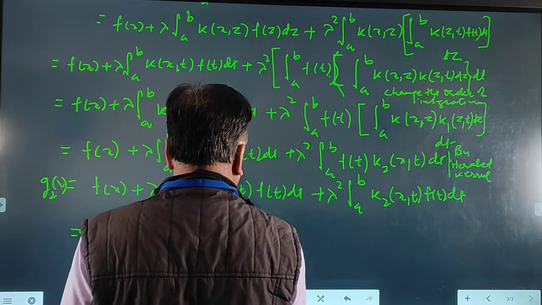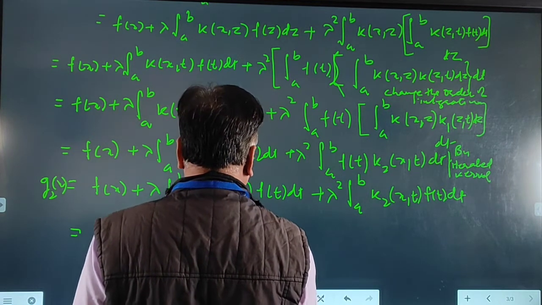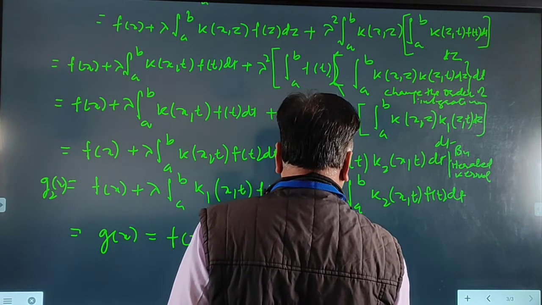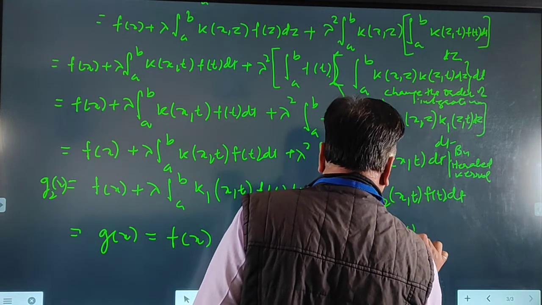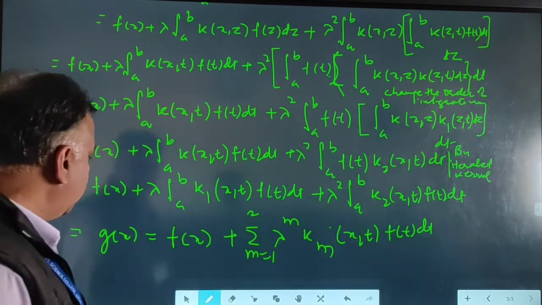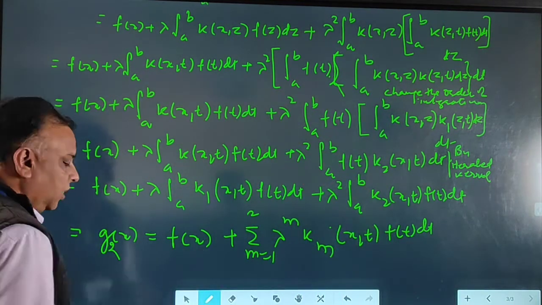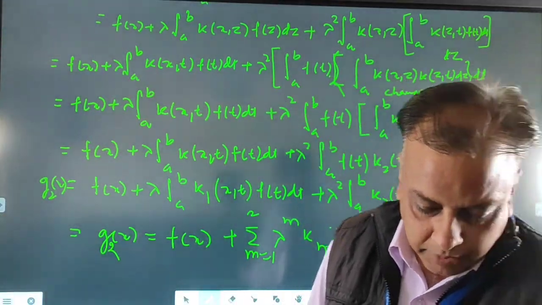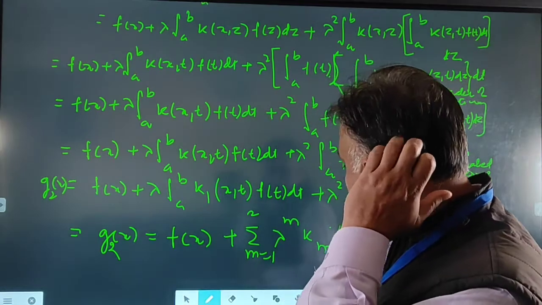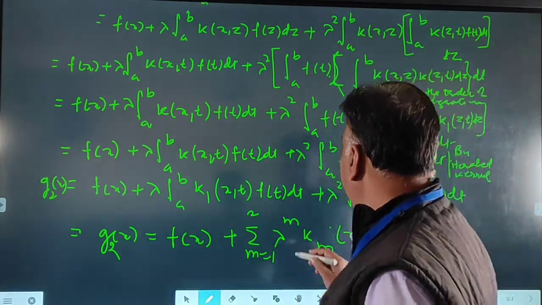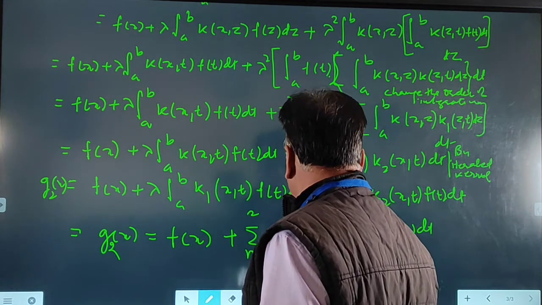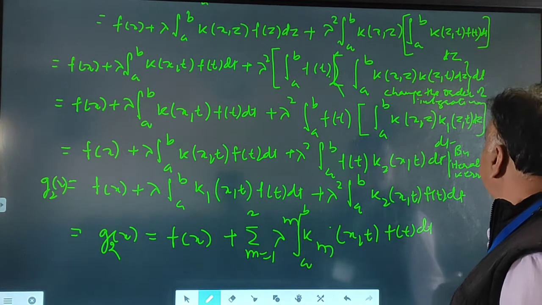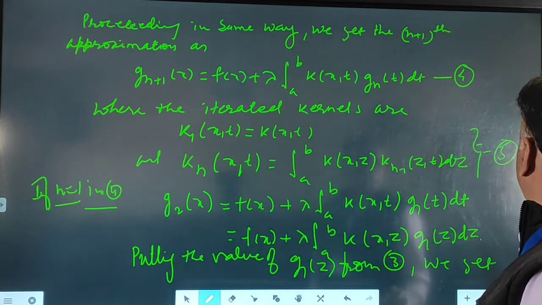g2x is equal to fx plus summation m is equal to 1 to 2 lambda raised to m integral a to b km xt ft dt. This is equation number 6.